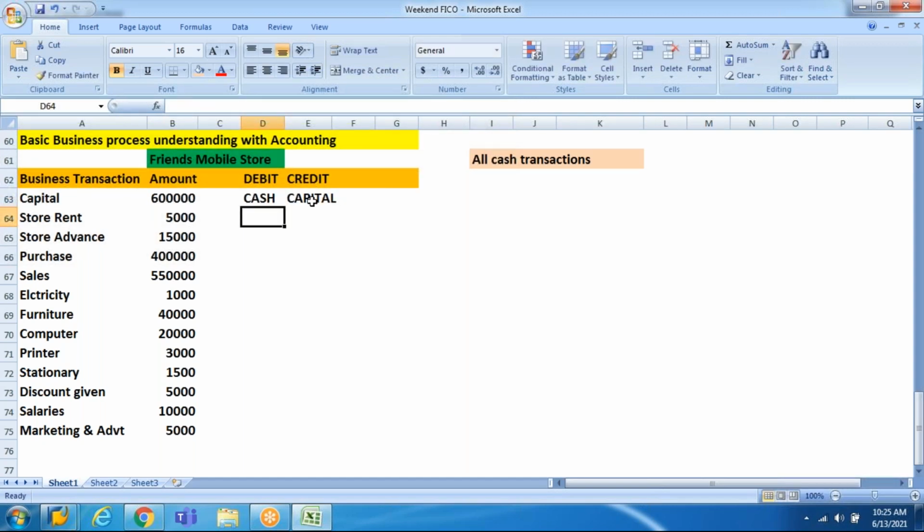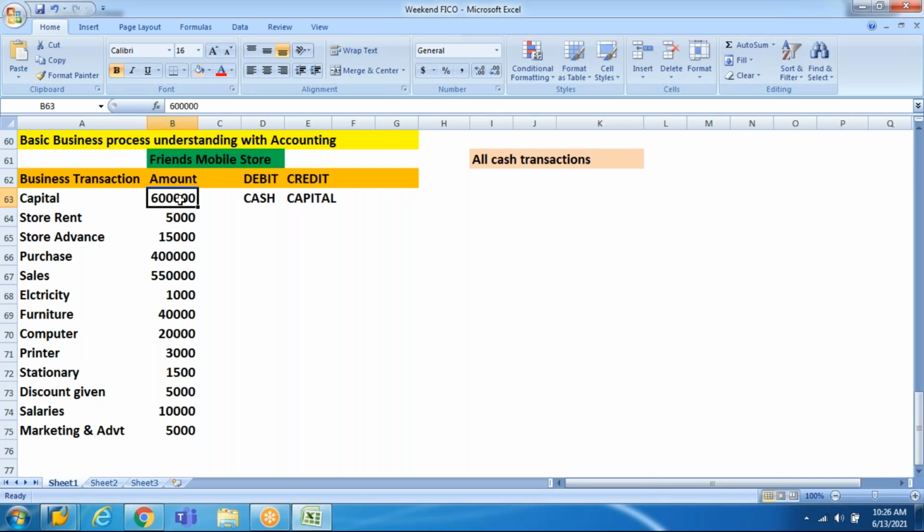So I'm not writing the amount because cash will receive 6 lakh on the debit side and capital will receive 6 lakh on the credit side. Is this clear? We are not writing the amount again, so we are writing in a simple way. This is debit, this is credit, for the same amount. Okay.